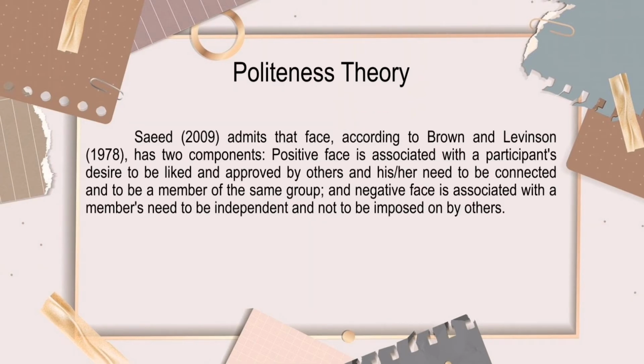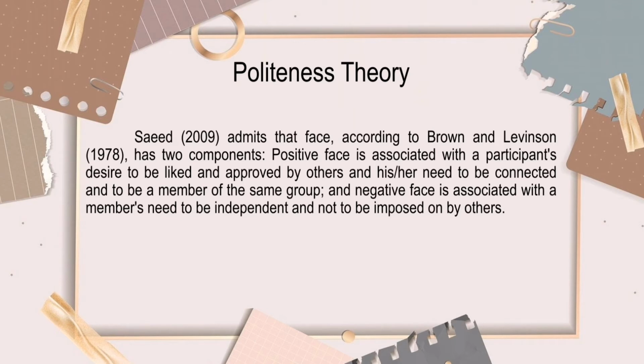Politeness theory addresses the nature and function of politeness in communication as well as the list of politeness strategies that present the concept of face. Face is defined as an individual's feeling of self-worth or self-image and a reputation or good name that everyone has and expects everyone else to recognize. Said 2009 admits that face, according to Brown and Levinson 1978, has two components.